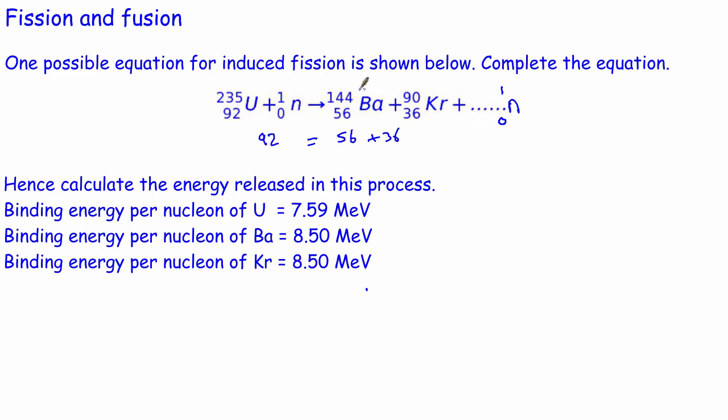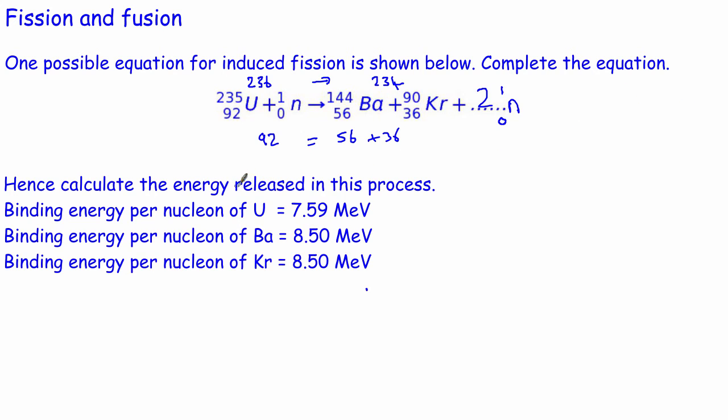The top line, however, does, because we're starting off with 236 up here, 235 add 1, and that's gone to 144 and 90. So that's gone to 234 plus something else. So we've got 236 there, 234 here, so we need to have 2 here. So actually in this process, 2 neutrons have been released in this process and some energy.